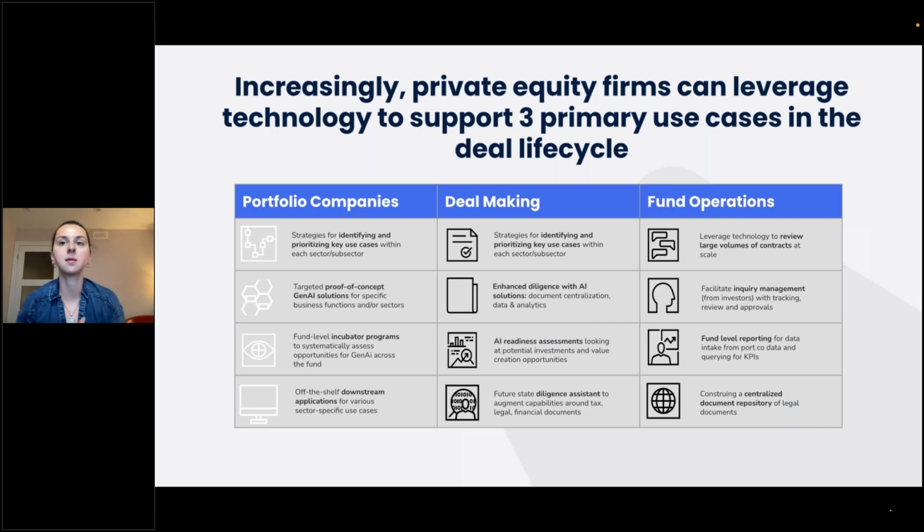Now, where we see it the most applicable is in fund operations. Now, leveraging software to review large volumes of contracts, facilitating inquiry management, mostly from investors, with tracking, review, and approvals, as well as the increase of fund level reporting due to new regulations in the industry, for data intake from portco data, inquiring for various KPIs, and really working towards constructing a centralized document repository of industry diligence and research reports, as well as legal documents.